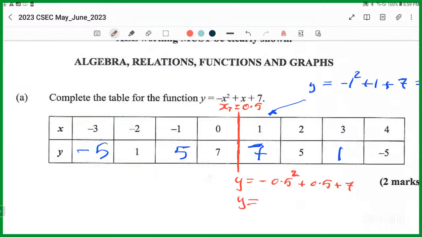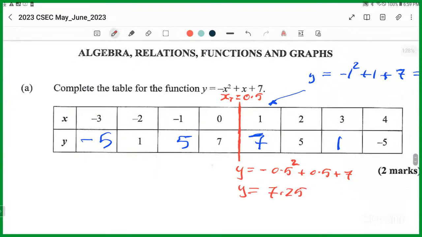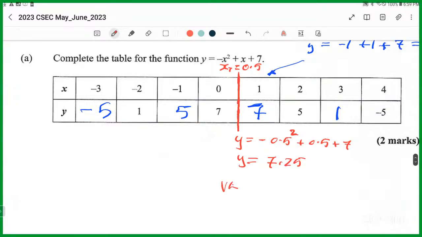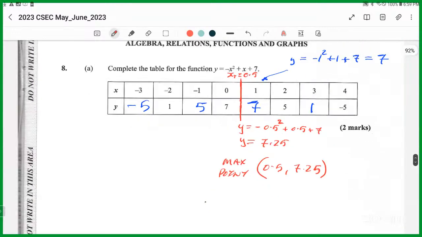So the Y is going to be 7.5 minus a quarter. That's 7.25. It means that the vertex point is the maximum, because the square term is negative. So the maximum point is this X value, 0.5, and this Y value, 7.25. You can get it from the table just like that. You don't have to calculate anything.